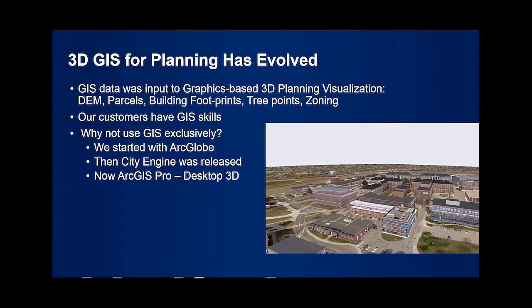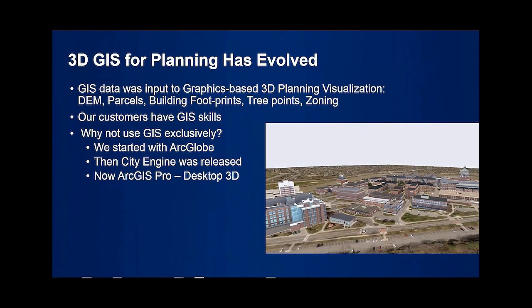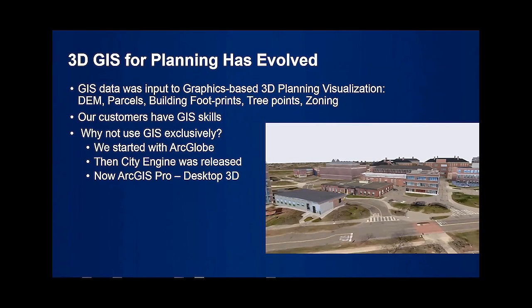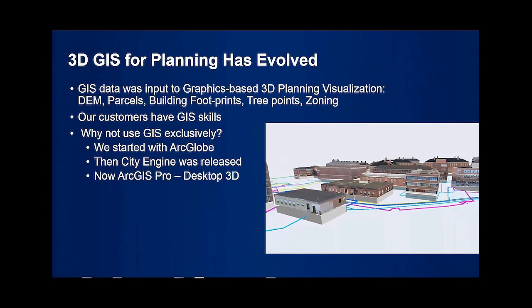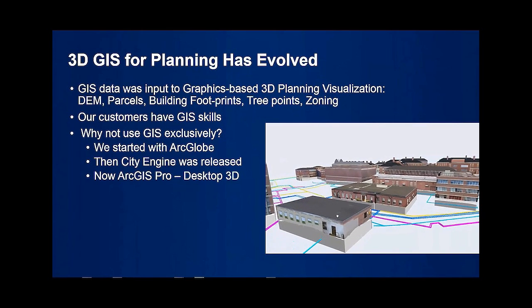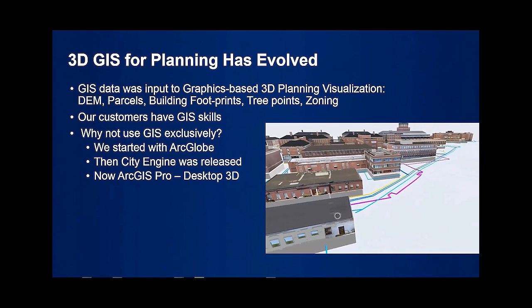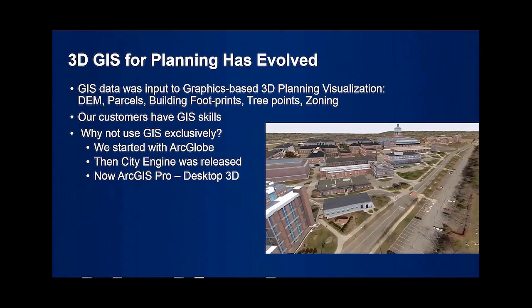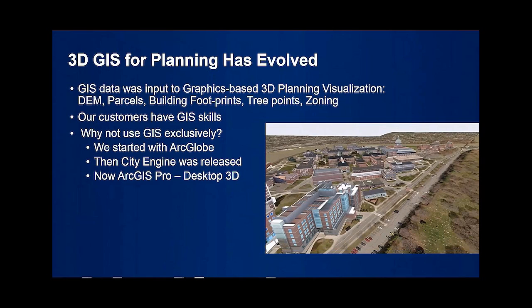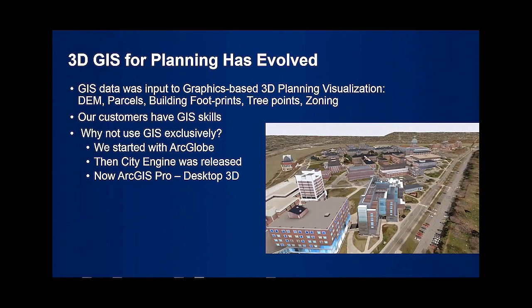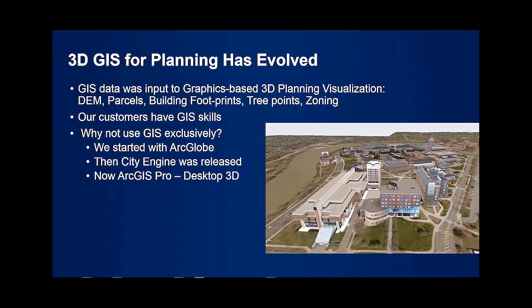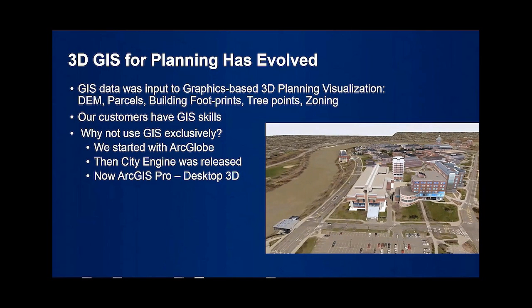GIS data was always an input to these graphics, with the elevation models, parcels, building footprints, tree points, and zoning as inputs. And we knew that our customers had GIS skill sets as well to help manage these scenes. And we started looking at why don't we just use GIS exclusively? So years ago we started with ArcGlobe, and what you're seeing here is one of our earliest models of a university campus, and it proved very effective as a visualization tool. Then CityEngine was released, and that really became a powerful tool to integrate lots of data and to publish easy-to-use web scenes. And now ArcGIS Pro is proving to be a very powerful desktop 3D tool.